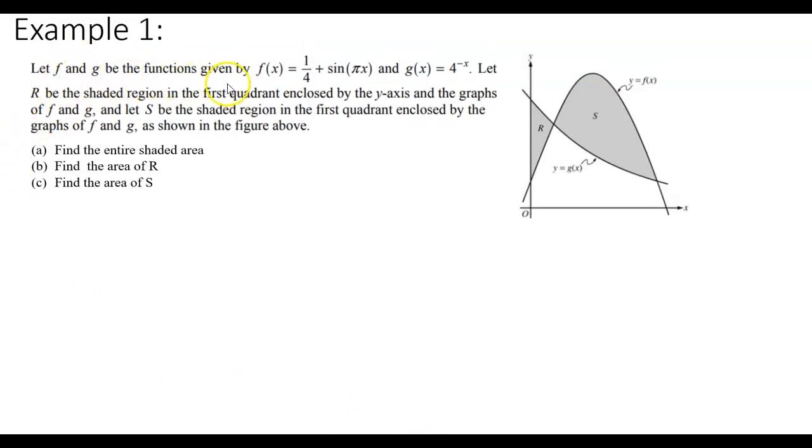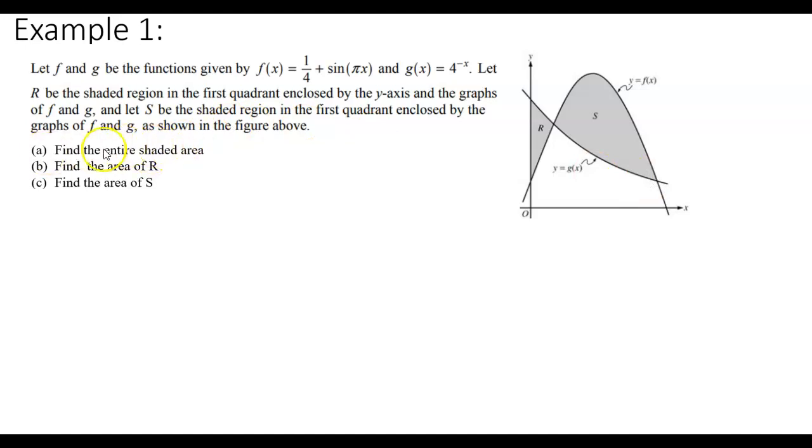So let f and g be the functions given by f of x equals this and g of x equals this, and here's the picture, and they've labeled them for us. Let R be this shaded region in the first quadrant enclosed by the y-axis, so this is our leftmost boundary, and the graphs of f and g. And S is going to be the area that is shaded in the first quadrant and is enclosed by f and g only, and they don't have to tell us where it stops because it stops where they cross there. All right, and that's pretty much it.